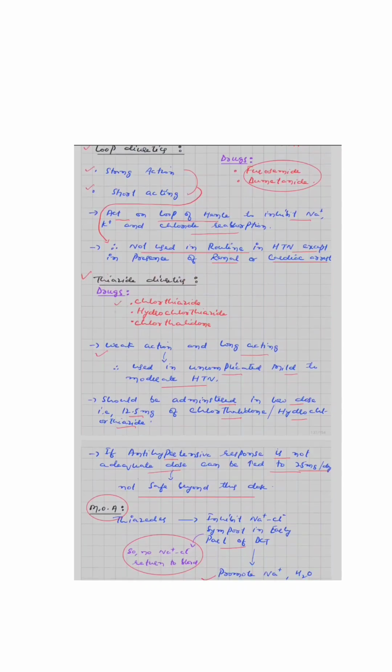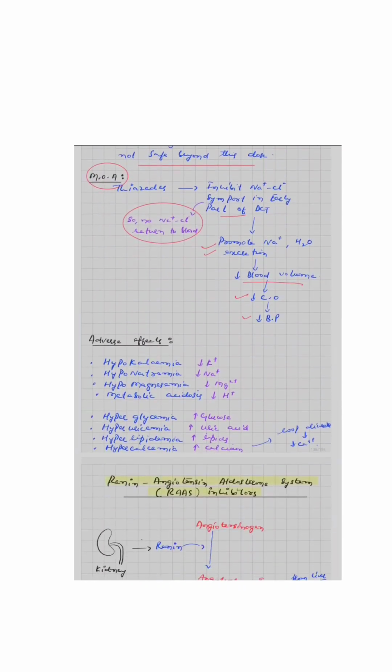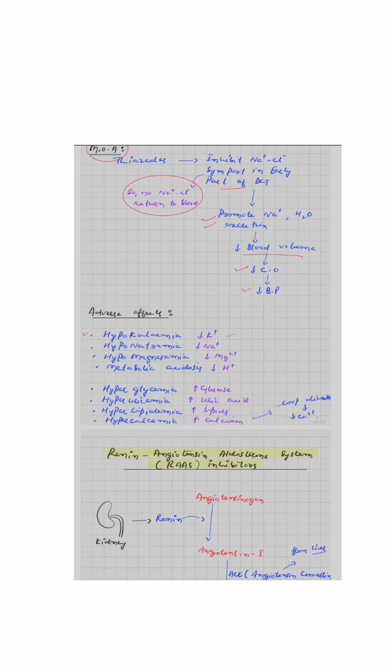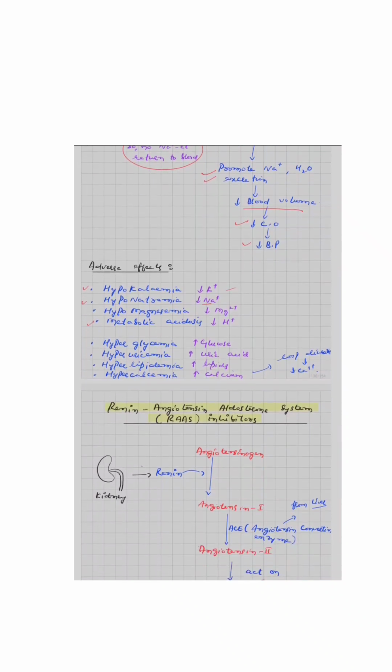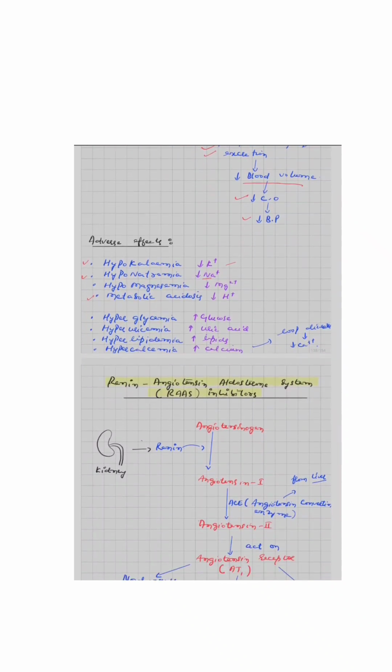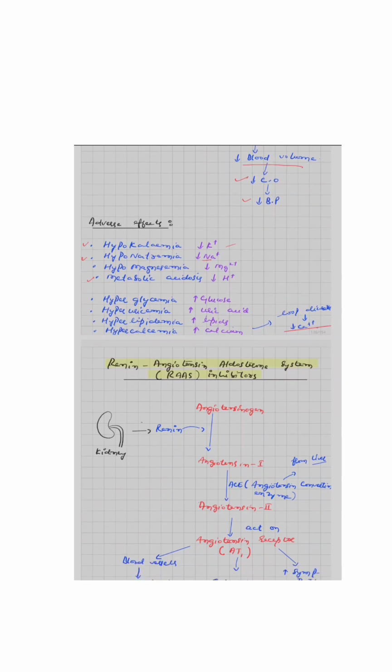Adverse effects of thiazides include hypokalemia, that is decrease in potassium, hyponatremia, metabolic acidosis and so on. The main difference between loop diuretics and thiazides is that loop diuretics cause a decrease in calcium while thiazides cause an increase in calcium.